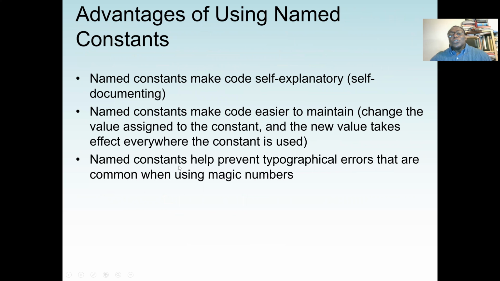The advantage of using a named constant is that it makes code self-explanatory or self-documenting. Named constants also make code easier to maintain. We change the value assigned to the constant, and the new value takes effect everywhere the constant is used.